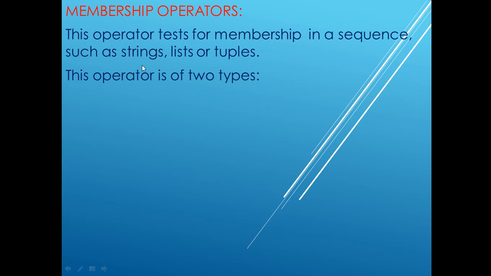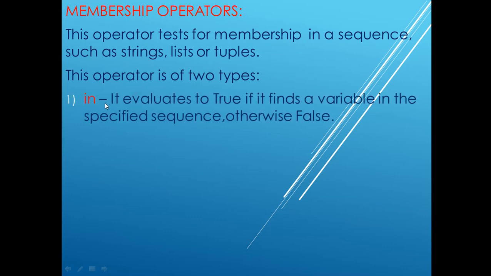Till now just consider the string. The membership operator tests for membership in a sequence such as a string. If you have taken any string and you want to check whether a particular character is present in that string or not, then we use the membership operator. It is of 2 types. The first one is the in operator and the second one is the not in operator. So first we will see the in operator. As the identity operator is there, the membership operator is the in operator.